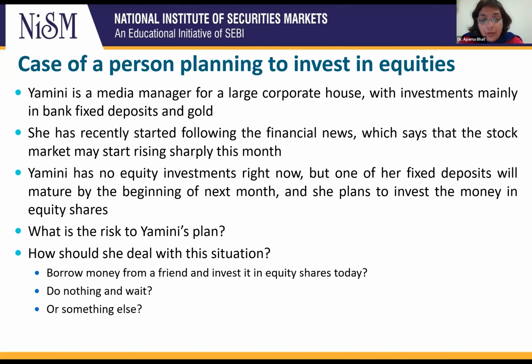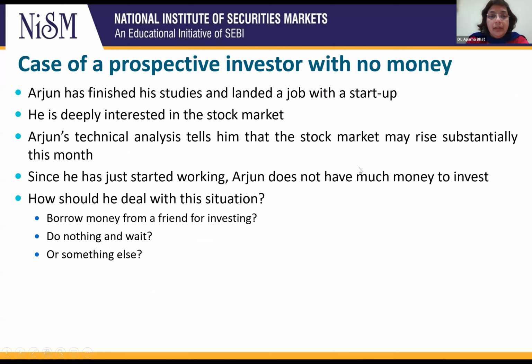Should she borrow money from a friend and invest it in equity shares today? Or should she do nothing but wait till her FD matures and then she has money in her hand? Or can she do something else? So again, 3 alternatives available to Yamini. So that's the second story. And now let's look at the third case.